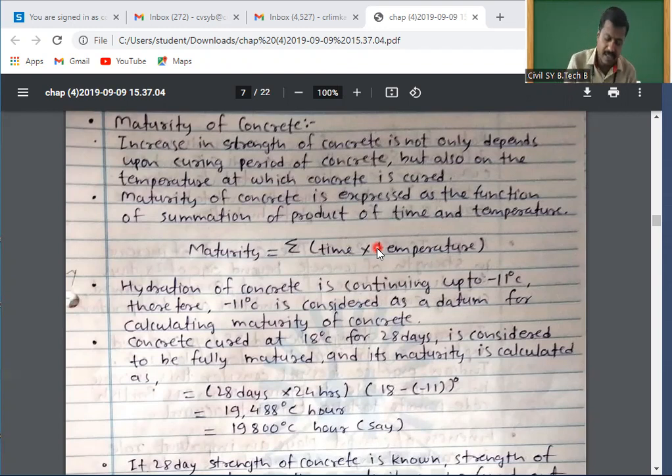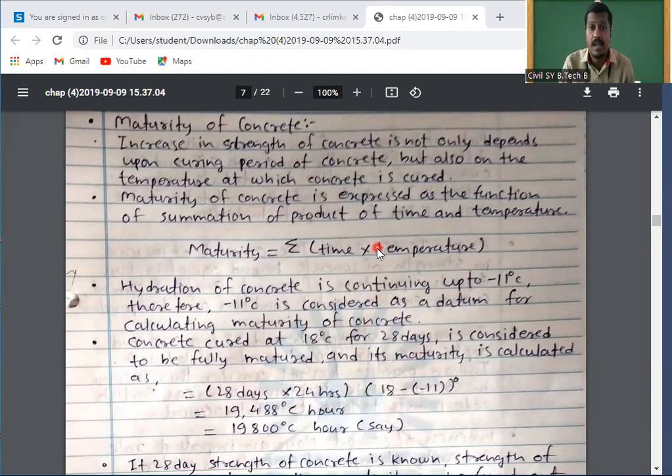That is why minus 11 degrees centigrade is considered as the datum line for calculating the maturity of the concrete. So your matured concrete can gain the strength at a temperature of minus 11 degrees centigrade also. Now you just imagine how magical our concrete is. It can achieve the strength at 40 degrees centigrade also, and whatever hydration process is going to happen in the concrete may last long, or it may happen at a temperature of minus 11 degrees centigrade.